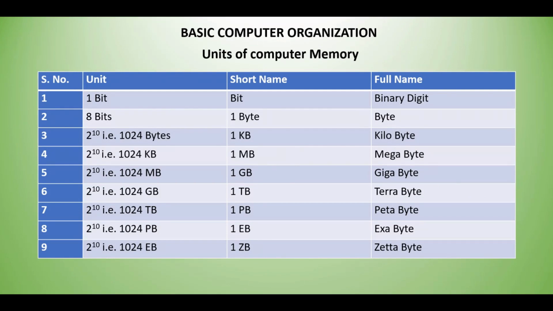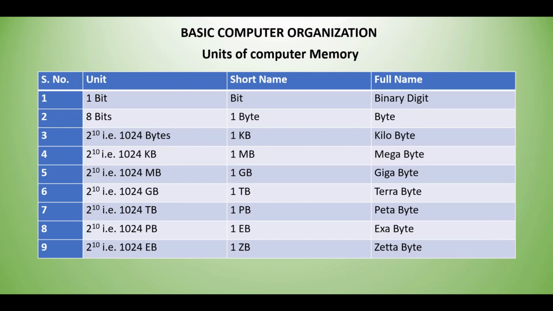Everyone knows 1 bit is the short name, and the full name is binary digit. Second, 8 bits means 1 byte is equal to 8 bits. Now third, 2 to the power 10, or 1024 bytes, means 1 kilobyte, and 1024 kilobytes means 1 megabyte. 1024 megabytes is 1 gigabyte.